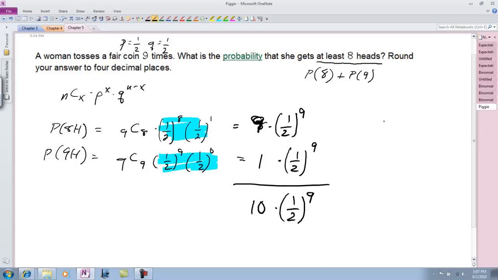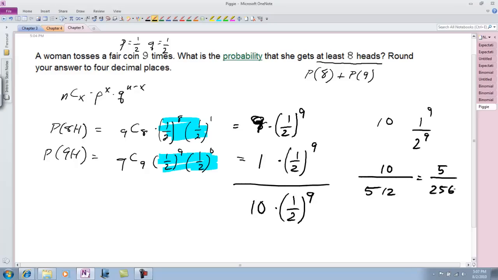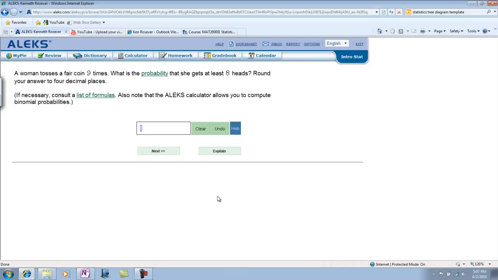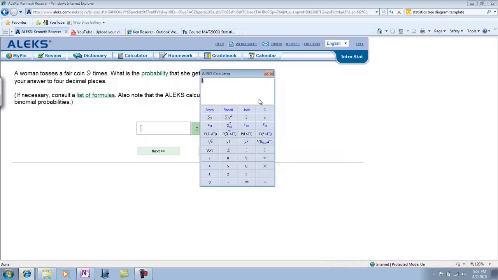If you're doing 1/2 to the 9th, that's the same as 1 to the 9th over 2 to the 9th. And so 2 to the 9th is 2, 4, 8, 16, 32, 64, 128, 256, 512. So you have 10 over 512, but you can reduce that to 5 over 256, and we can put that in our calculator and we'll have the answer. There it is. 5 out of 256.